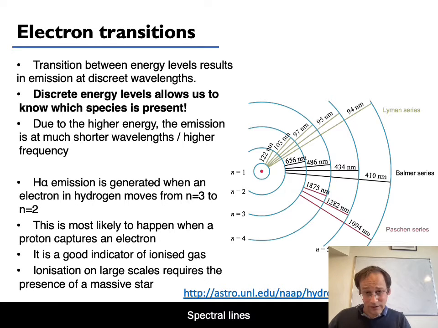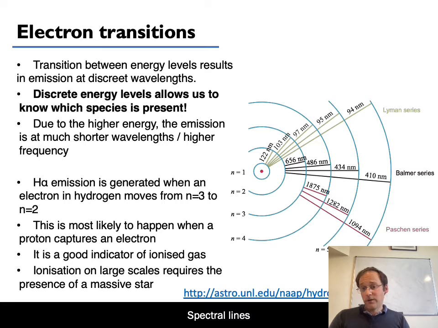In fact, they're the optical and the ultraviolet end of the spectrum. So we wouldn't be able to detect the electron transitions in a hydrogen atom. But in the optical you can, in the UV you can. And these different series correspond to different transitions between the different orbital states.